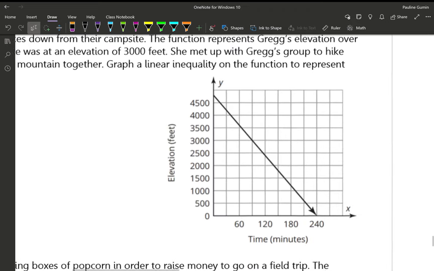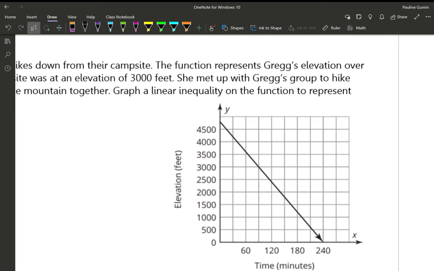Okay, so here is our graph. Now, Erin is meeting Greg at 3,000 feet. So 3,000 feet happens right there. Let's see where 3,000 hits our graph. Right there. There we go. It is not responding well today. I'm sorry, folks. So that's where they meet. And then they travel down together. So let's just trace that like that. And that's where they go down together.